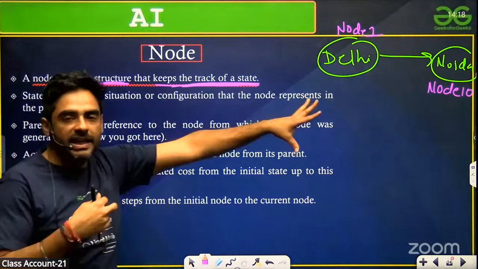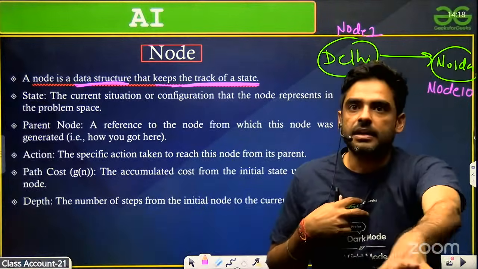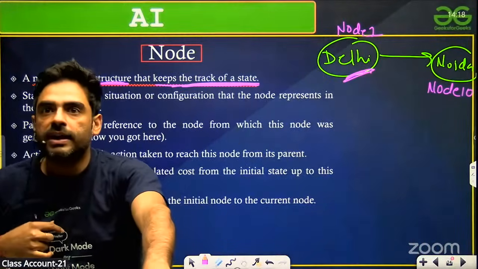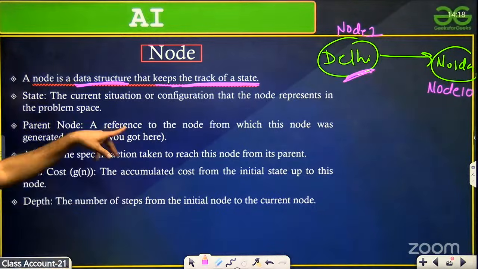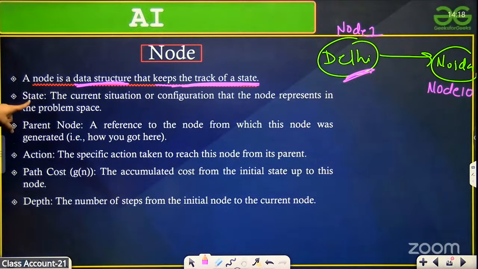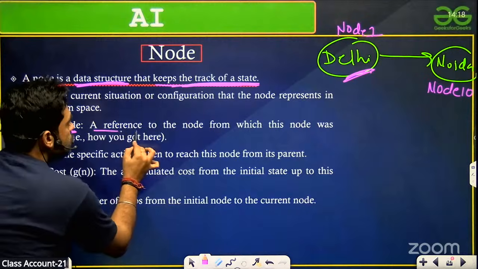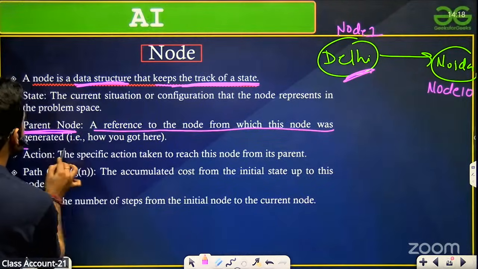तो मान लीजिए मैं दिल्ली में खड़ा हूं, मान लीजिए I am there in Delhi, तो ये Delhi is the node. ठीक है, मान लीजिए ये Delhi है, तो Delhi is the node. Okay. अब यहीं पे we have parent node. So what is parent node? A reference to the node from which this node was generated.